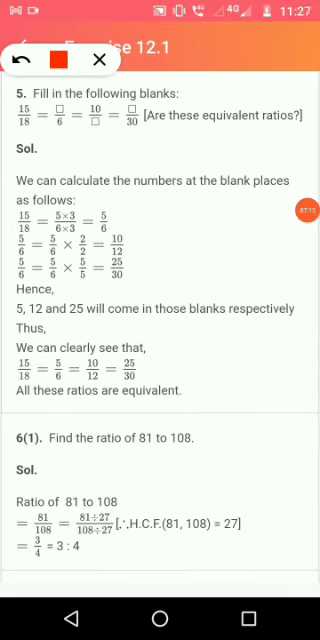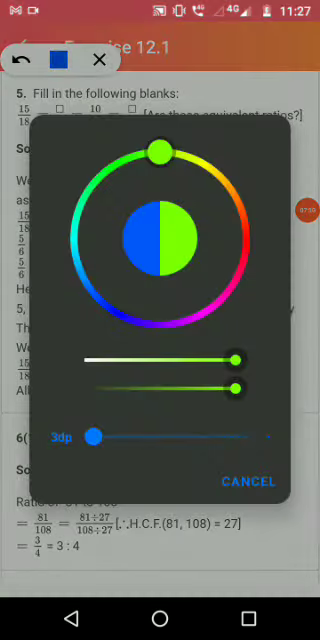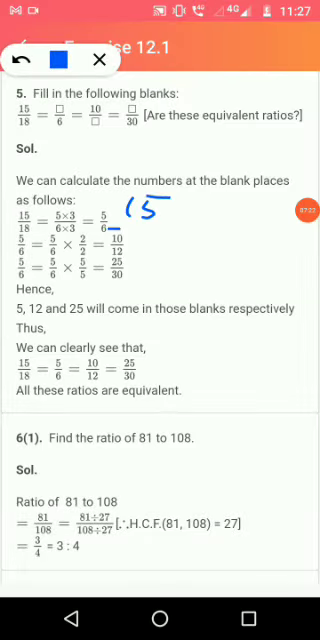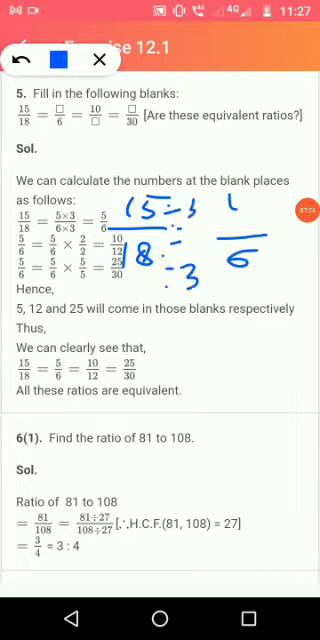So, coming to question number 5. We have 15 is to 18 is dashed by 6. So, 15 by 18 is equal to 6. So, here I have 18 divided by 3 is 6. 15 divided by 3 is 5. 5 by 6. So, here it will be 5. 5 by 6 you see 5 into 2 is 10.